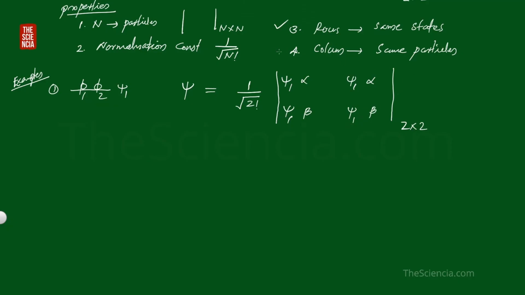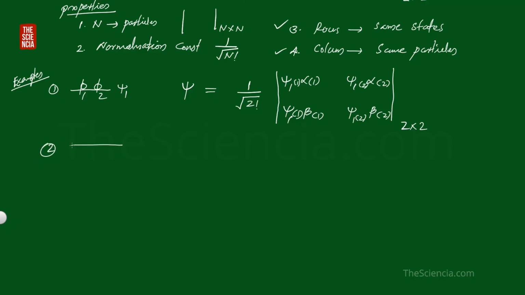Now we have to fill in the particles. The column contains the same particle. So the first column contains the first particle, and the second column contains the second particle. So we got the Slater determinant, and from it we get the product of spin part and space part. So by using the Slater determinant, it is very easy to solve. Now let us discuss another example problem.